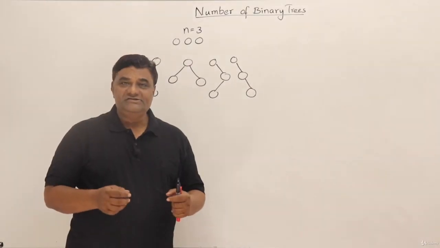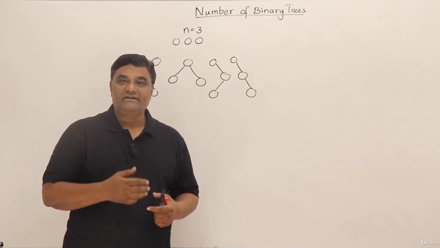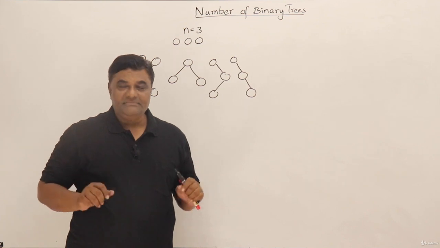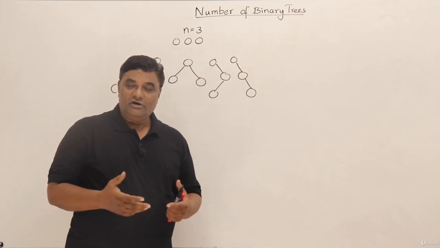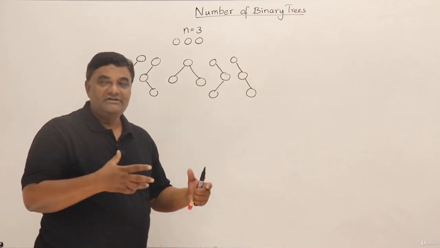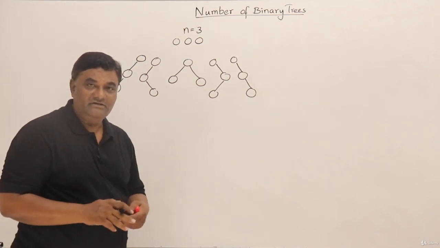Now next, let us generate one more formula for the Catalan number. I will write down a few values of the Catalan number. Then from that, let us see how we can come up with one more formula for the Catalan number. So first of all, I will take the table of values for the Catalan number.